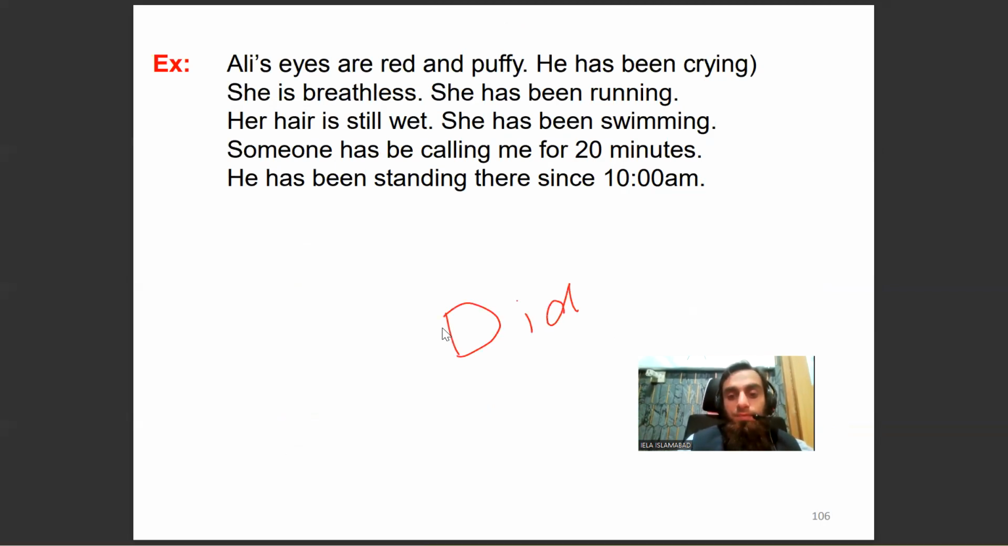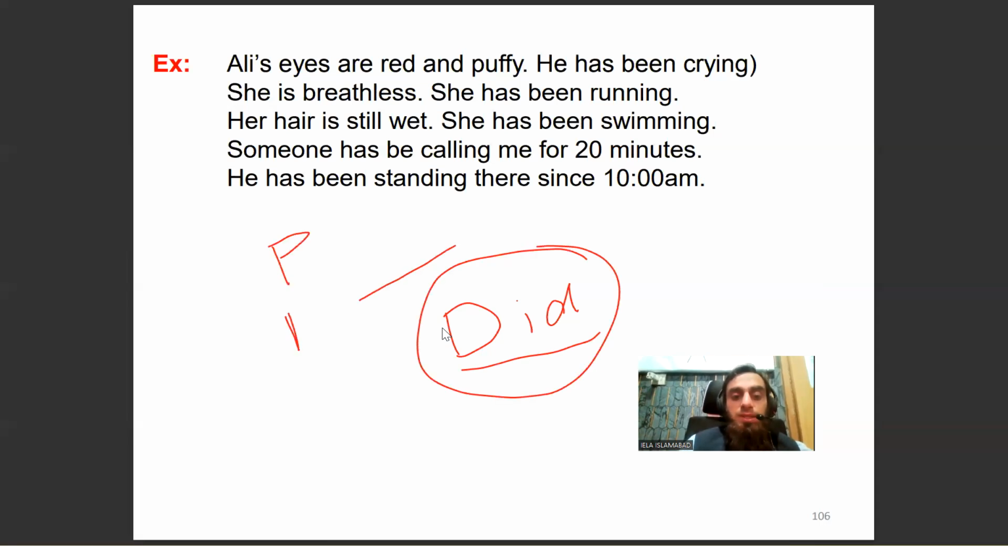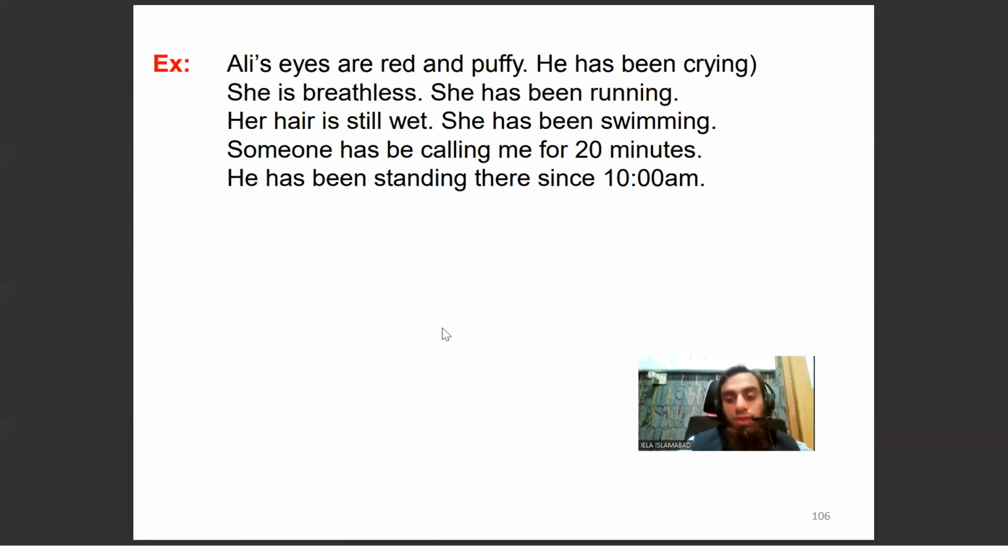Okay, and understand and make 10 sentences of past simple, past continuous, past perfect, and past perfect continuous. Right? Okay. And if you have any query, you can ask.